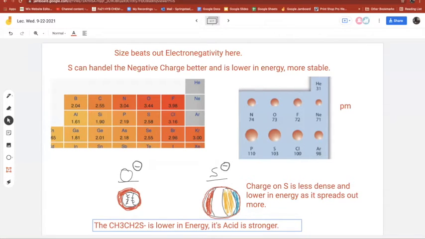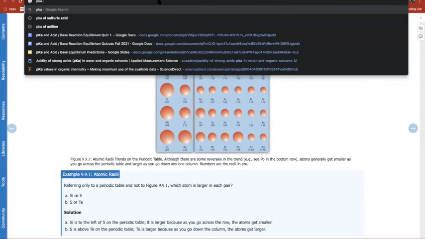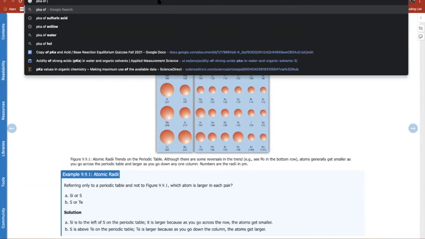So let's look it up. We already know the pKa of ethanol. What's the pKa of a thiol? pKa of thiols.